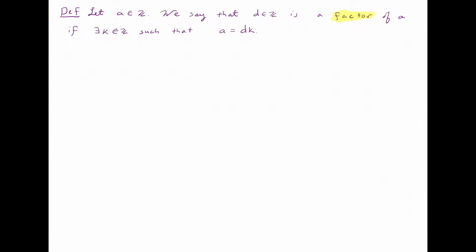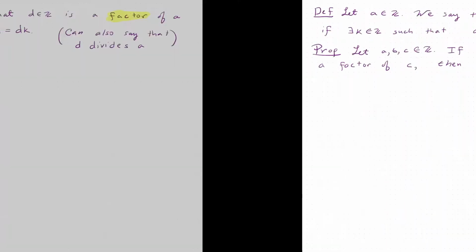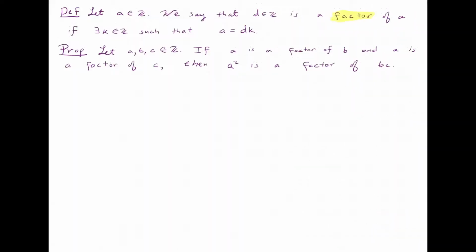We can also say that d divides a. So I'm just going to write this here: that d divides a. So that's another equivalent way of defining a factor. And with that, let us go ahead and prove the following proposition.